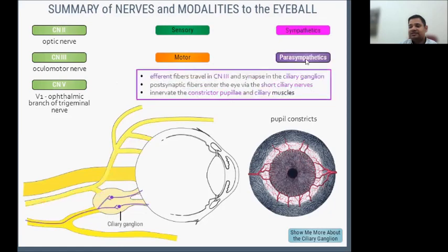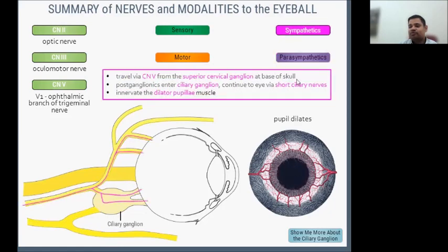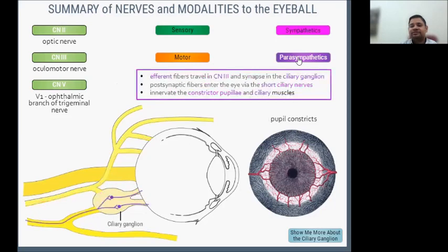For parasympathetic, you can see the size is increasing and decreasing here. The pupil is dilating, the pupil is contracting in the parasympathetic part. The efferent fibers travel in cranial nerve number 3 and synapse in the ciliary ganglion. Postsynaptic fibers enter the eye via the short ciliary nerve. It innervates the constrictor pupillae and ciliary muscles. So cranial nerves number 3 and 5 act via the ciliary ganglion also, with the help of ciliary muscles. If it is working for the parasympathetic, then it constricts the pupil. If it is working under the assistance of the sympathetic, it is going to dilate the pupil. So this is the summary and modalities of the eyeball related directly with the nerve.